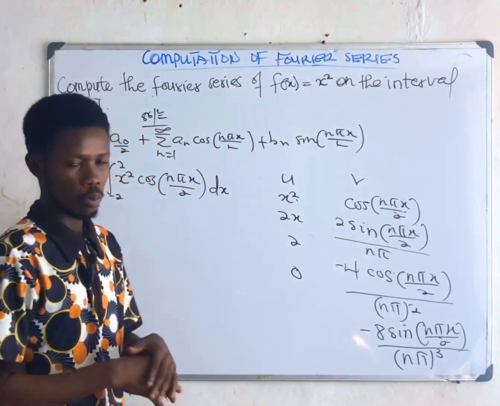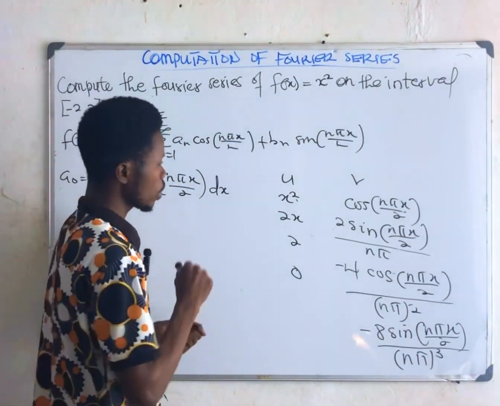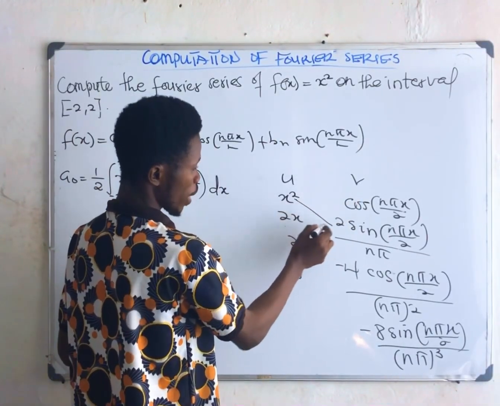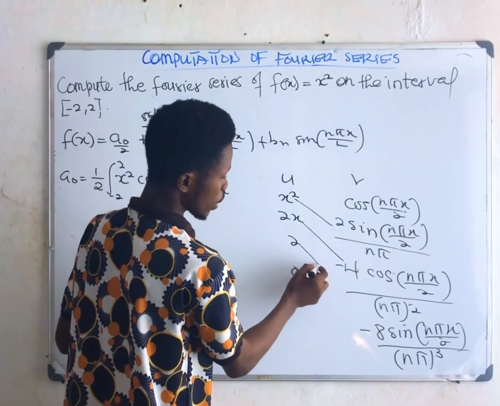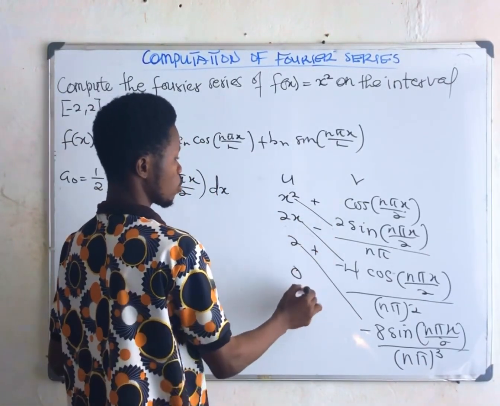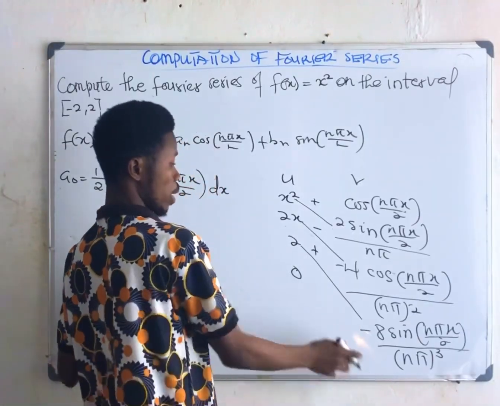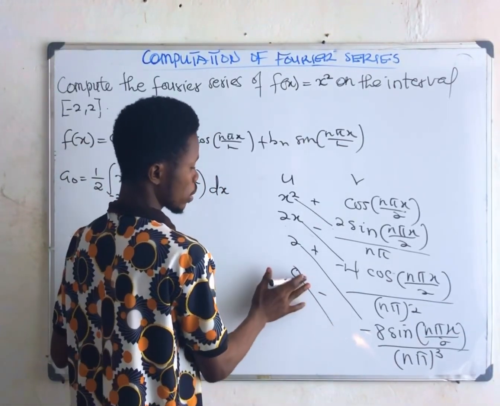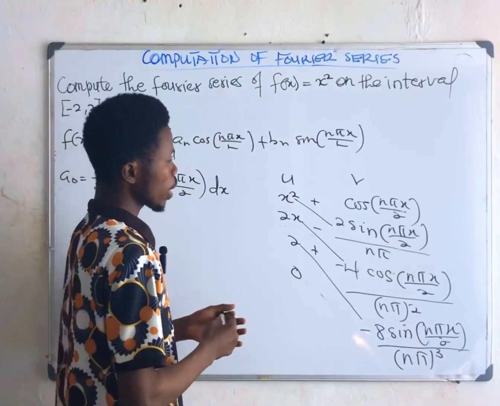Now look at what I'm going to do here. This one goes with this, this goes with this one, and this goes with the last one. So you go this way: plus, minus, plus. If we have another one, it would be multiplied by 0, so it will still be 0. That one should have been minus.